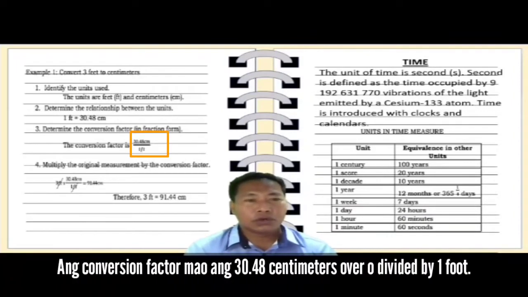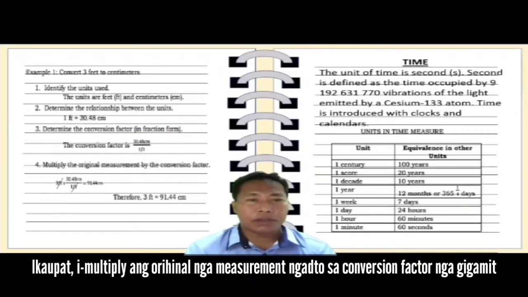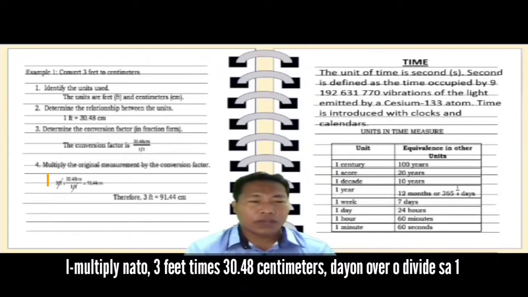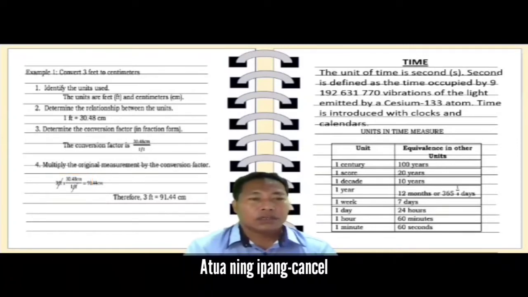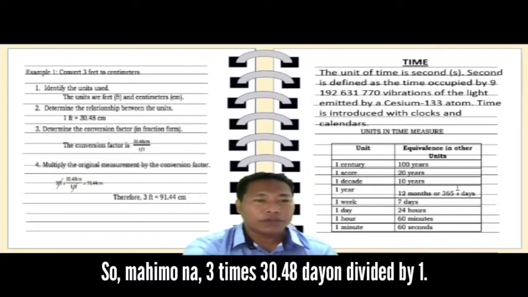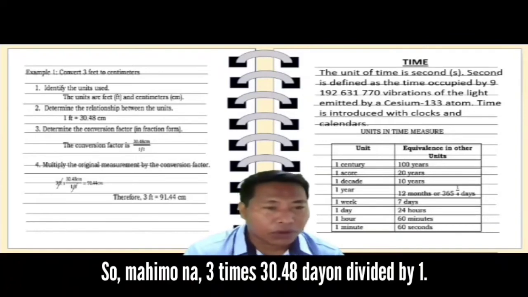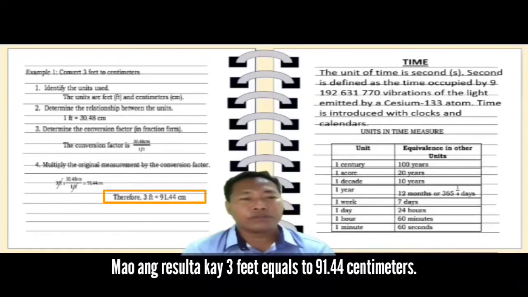Okay, so what comes out is 30.48 centimeter over 1 foot. Now, multiply the original measurement by the conversion factor. Now, we're going to multiply 3 feet times 30.48 centimeter over 1 foot. Now, we're going to cancel the units here. Feet cancelled. 3 times 30.48 divided by 1. So, any number divided by 1 is automatically the number itself. Okay? So, our result is 91.44 centimeters.